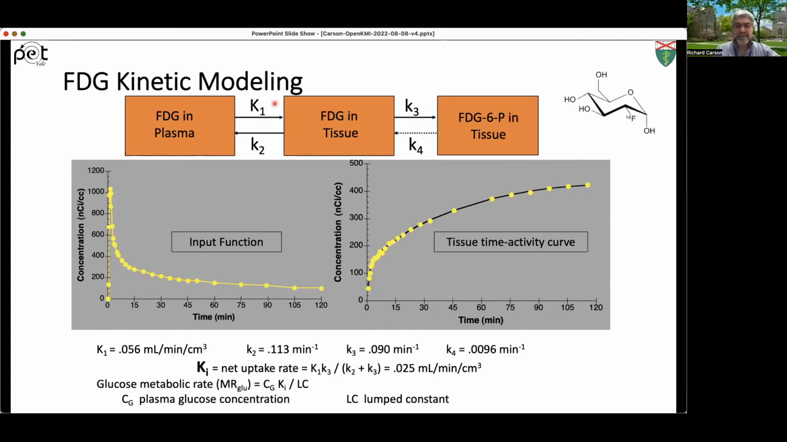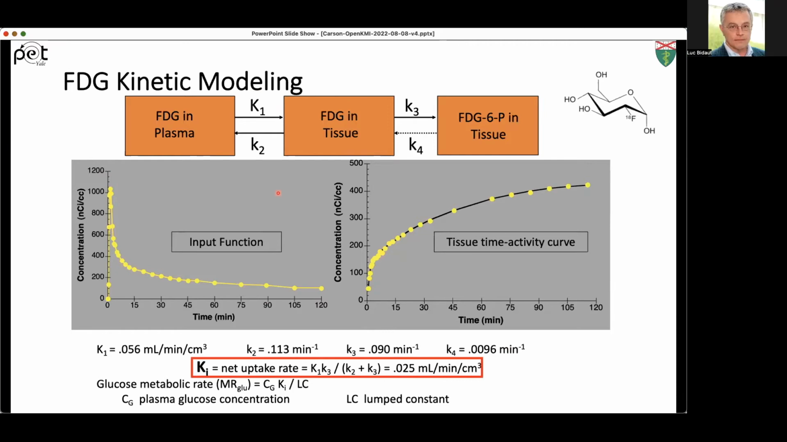But what we've learned over time is that the variable that's most relevant, that's most interesting, is this net uptake rate. And what that's reflecting is the original delivery into the tissue, K1, and then once it gets to the tissue, what fraction of it is bound, based on that ratio, K3 over K2 plus K3. We can use that to calculate a metabolic rate of glucose. And it also means that we can be quantitative and get the most relevant variable, because honestly, getting K2 and K3 reliably out of these data can be challenging.